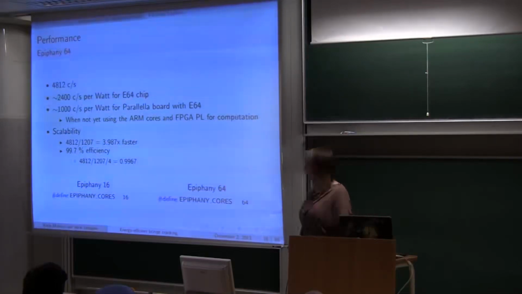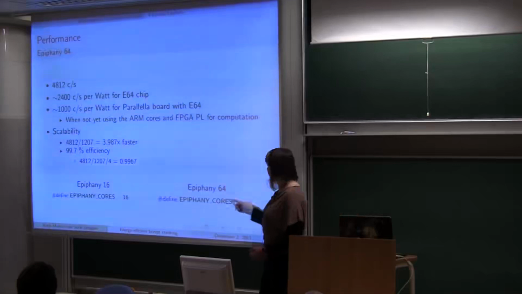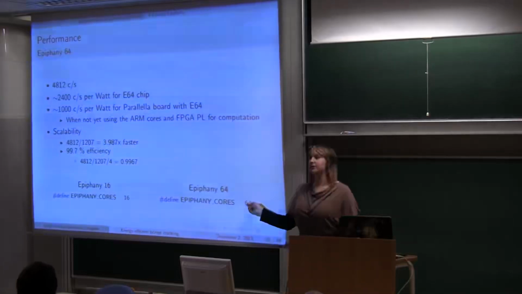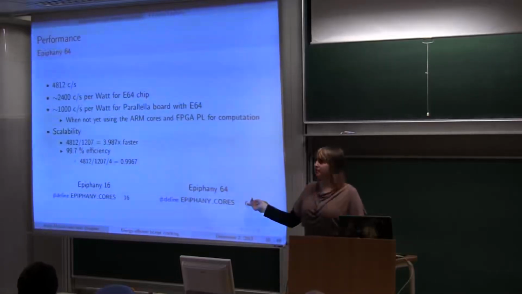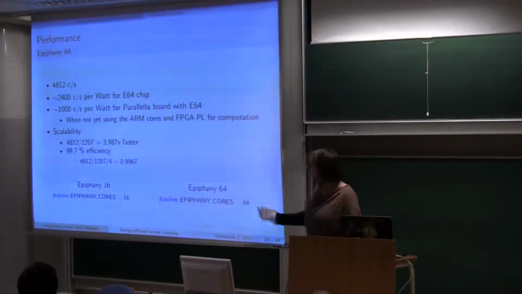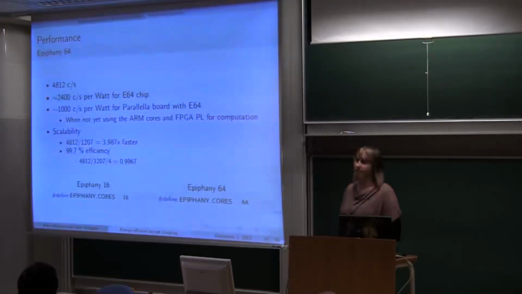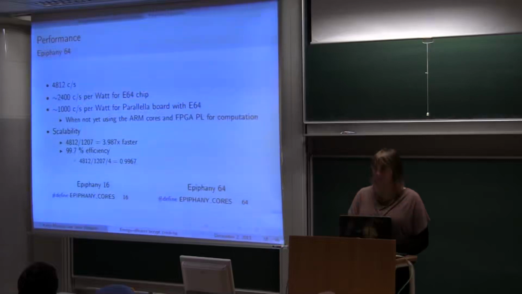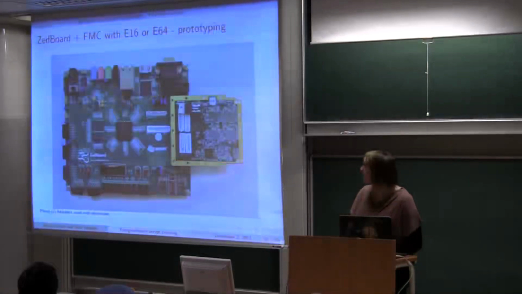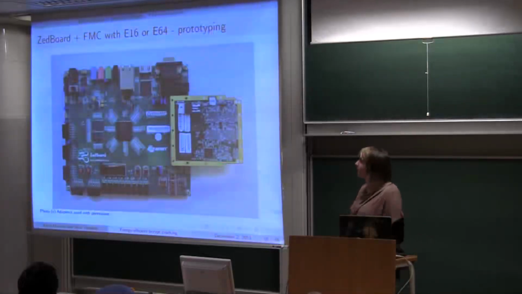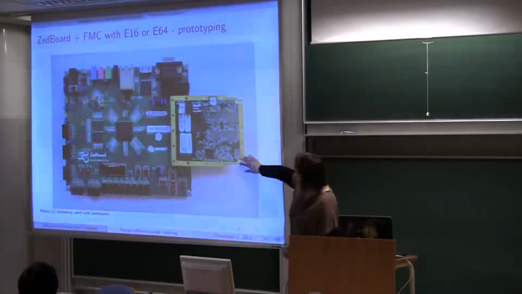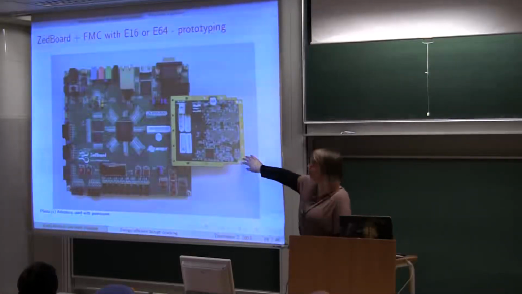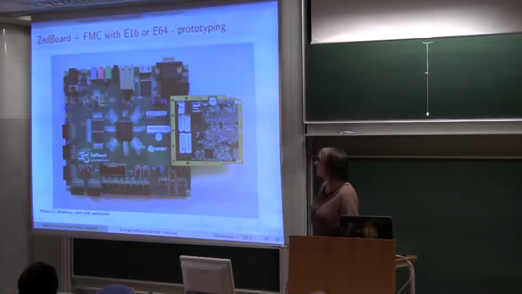And the only thing we changed in the code to run on Epiphany 64 was this. Actually 2 times, one on the host side, one on the Epiphany side. So it's also very portable code. And this is how the system looks. It's actually an FMC, which can have either Epiphany 16 or 64 with a Z-board.